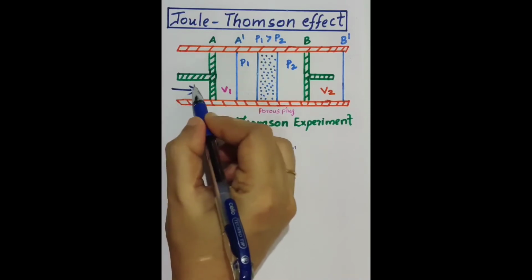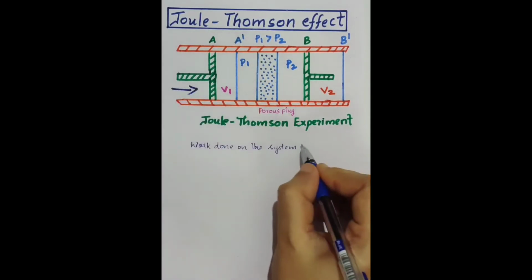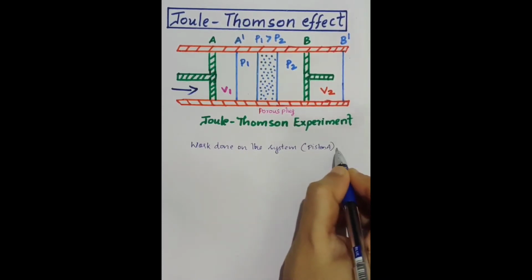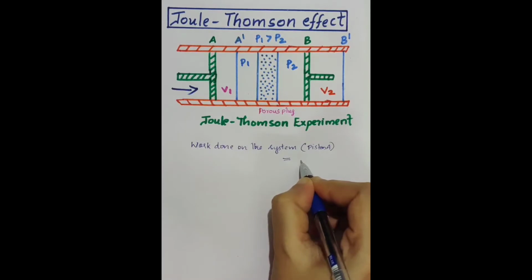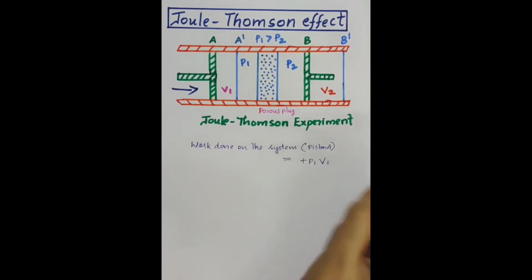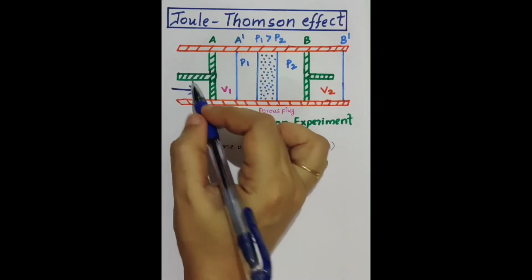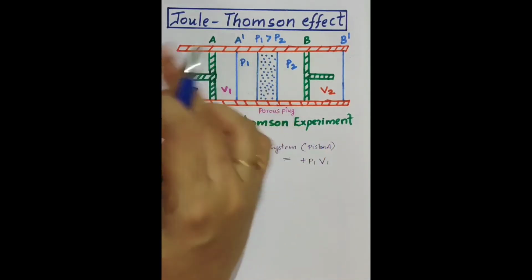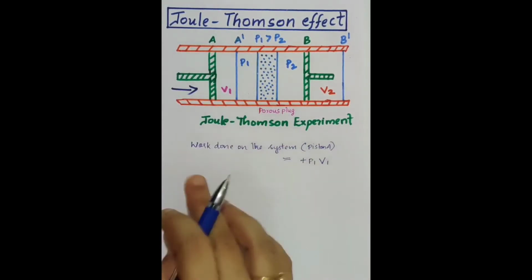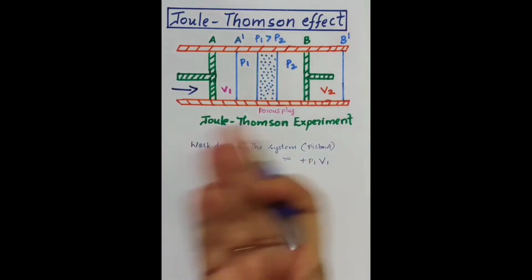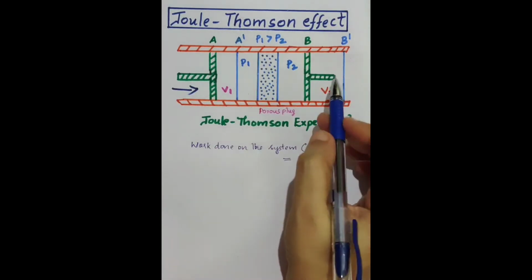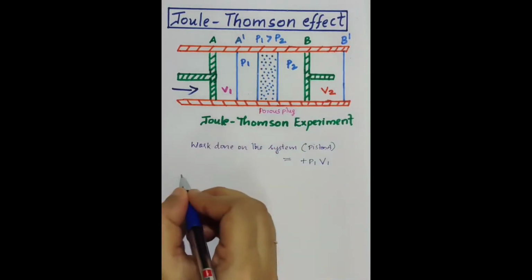Here work is done on the system at piston A. It is equal to plus P1 V1. P1 is the pressure of the gas here, that is, P1 means high pressure and V1 the volume of the gas. And the work done by the system is taken as a negative quantity, and work is done by the system at piston B.